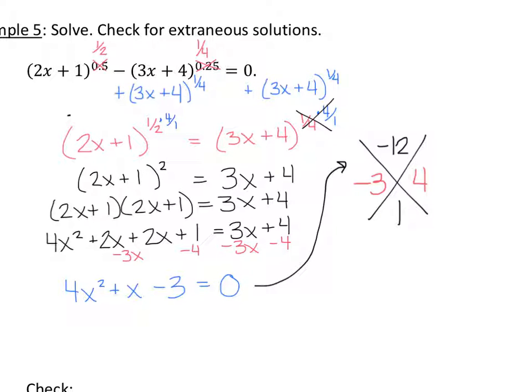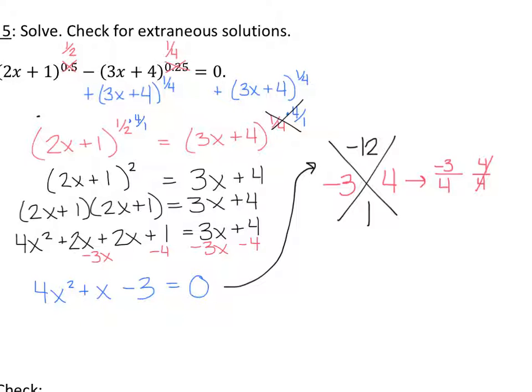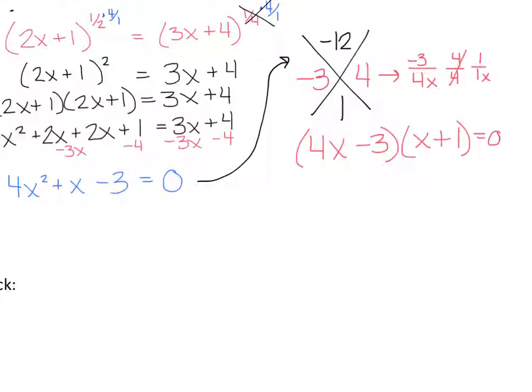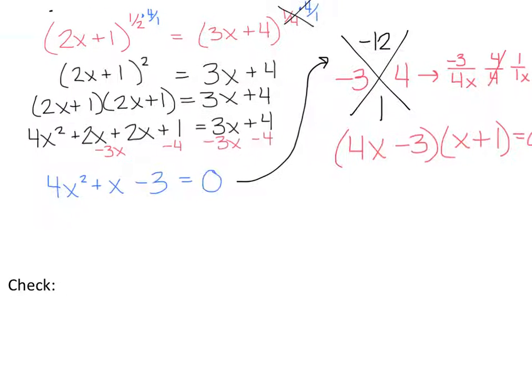Okay, so now that gives me negative 3 over, what was a? 4. And 4 over 4. That one reduces to 1 over 1. All right. I'm going to put my x's in the denominator so I kind of have a clue of where to go. 4x minus 3 and x plus 1 equals 0. Why do we put them over 4? Because you always put them over a, and right here, the a is a 4.